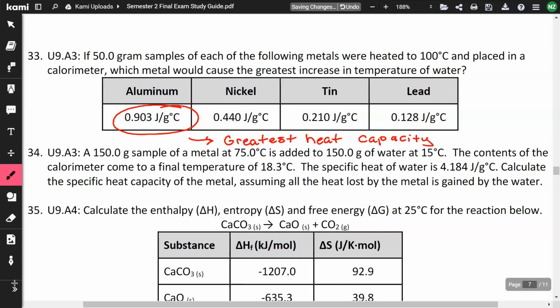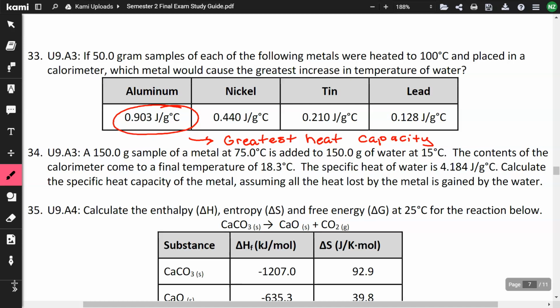Okay, 34 says a 150-gram sample of metal at 75 degrees Celsius is added to 150 grams of water at 15 degrees Celsius. The contents of the calorimeter come to a final temperature of 18.3 degrees Celsius. The specific heat of water is 4.184 joules over grams degrees Celsius. Calculate the specific heat capacity of the metal, assuming all the heat lost by the metal is gained by the water. Okay, so this is a calorimetry problem.